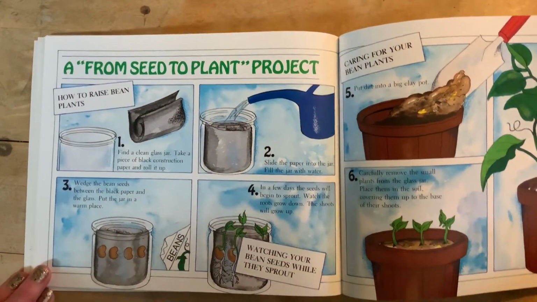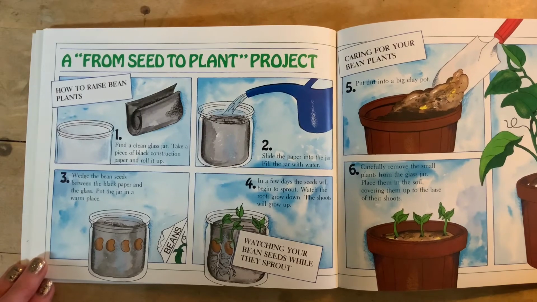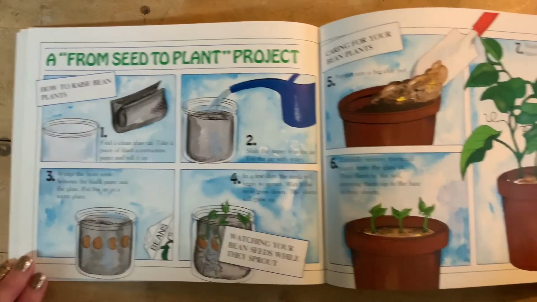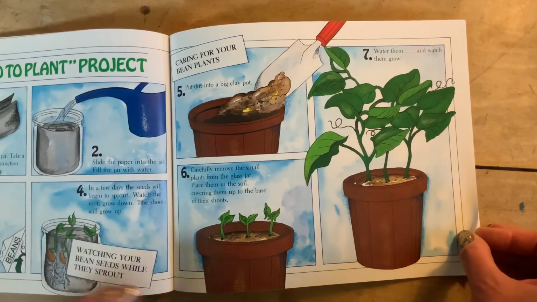In a few days, the seeds will begin to sprout. Watch the roots grow down. The shoots will grow up. Watching your bean seeds while they sprout. Caring for your bean plants.